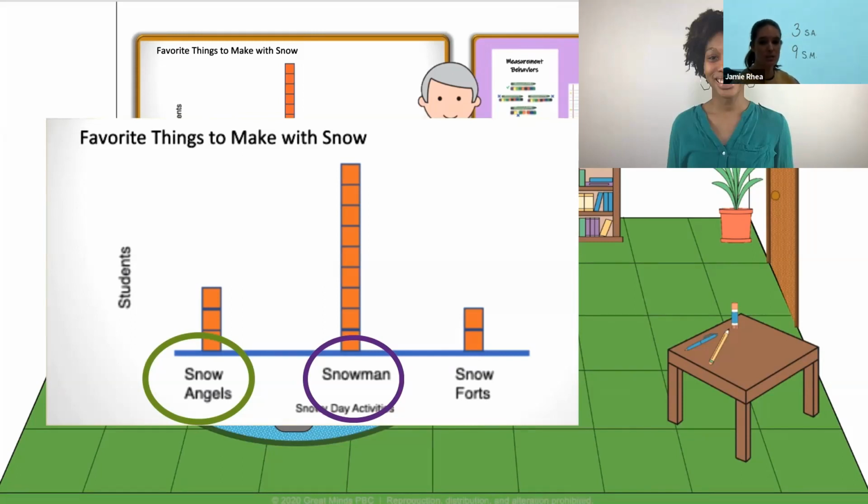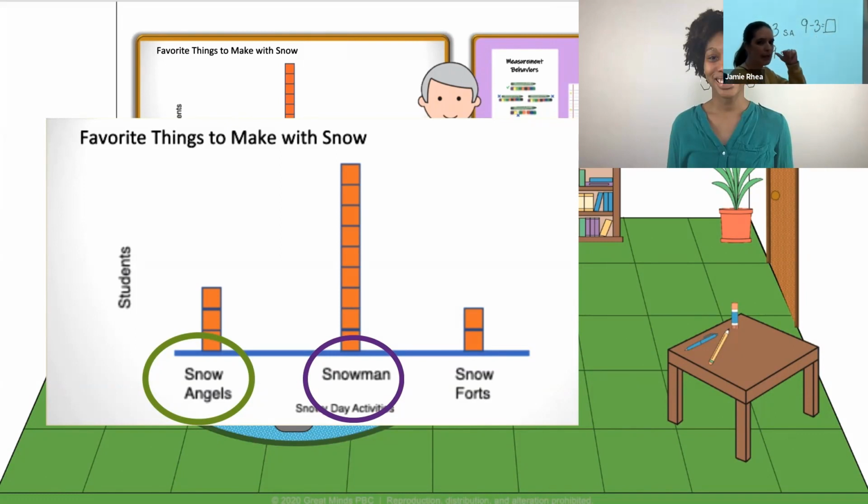We could write a number sentence and we could subtract. So let's do that. I'm going to say 9 minus 3 equals something. And I put 9 first because remember the biggest number goes first when we're subtracting. So if I have 9 and I take 3 away, how many am I left with?